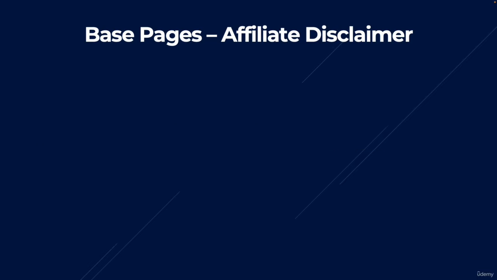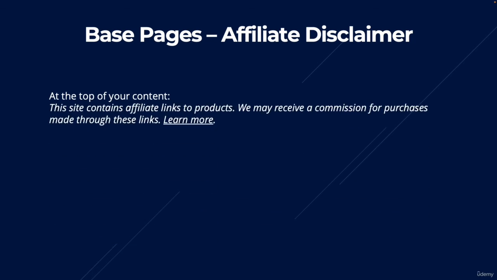Now, I do have to just say that just to make sure I cover myself, but let me walk you through the first page, which you should be having, and that is an affiliate disclaimer page. There's actually two parts involved with this, or three if you count all of them. But what I like to do is at the top of my content, put in an affiliate disclaimer, which basically tells people that this site contains affiliate links to products and we may receive a commission for purchases made through these links. Then I put a link to learn more.